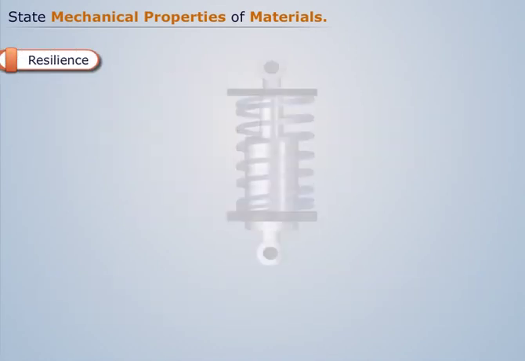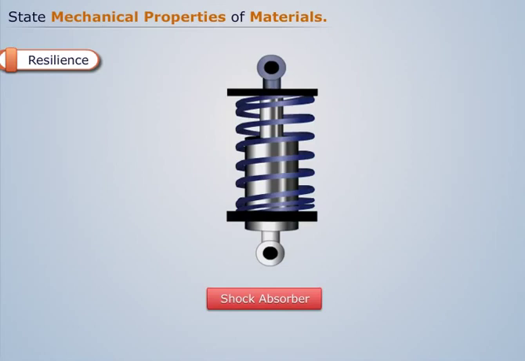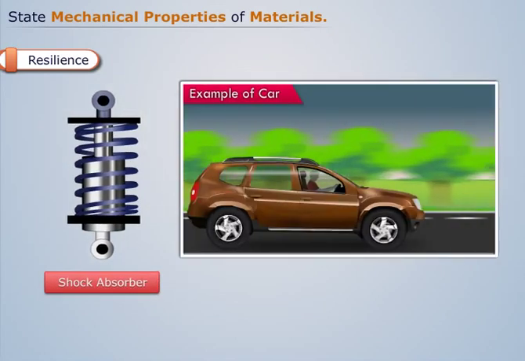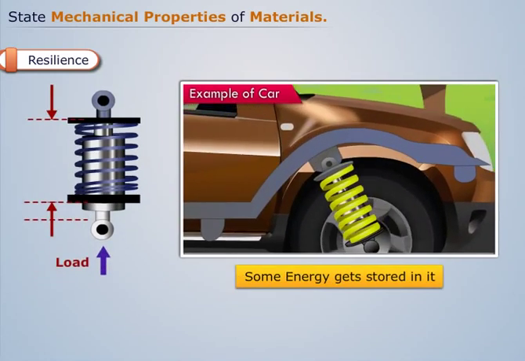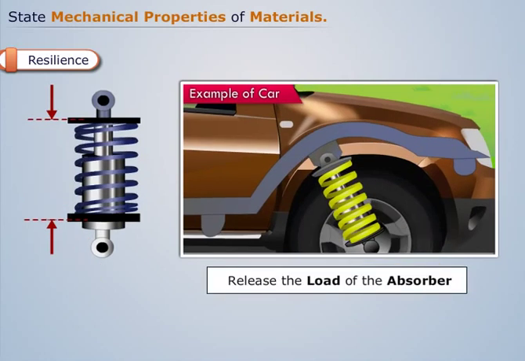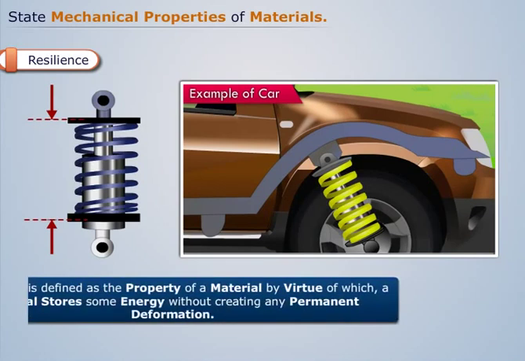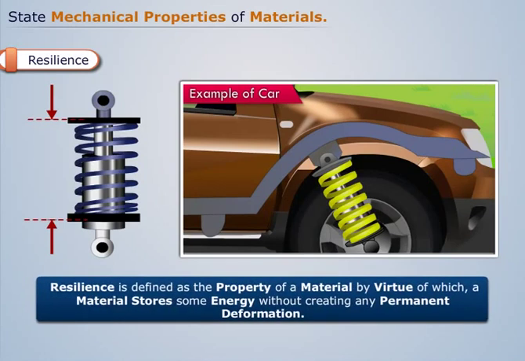Now let us understand resilience. To understand resilience, let us take an example of a shock absorber. When this shock absorber is subjected to some load, it gets deformed and some energy gets stored in it. Now when we release this load, the absorber comes back to its original shape or position without creating any permanent deformation. Thus, resilience is defined as a property of a material by virtue of which a material stores some energy without creating any permanent deformation.